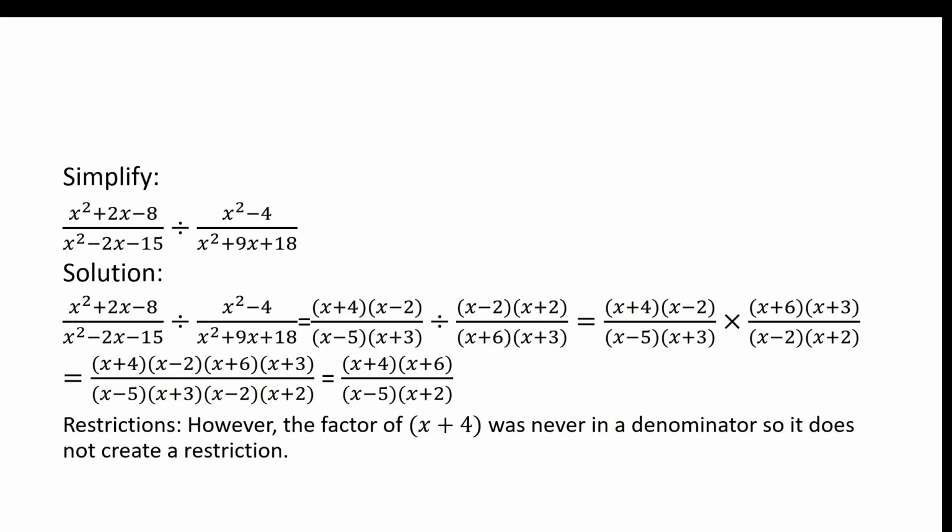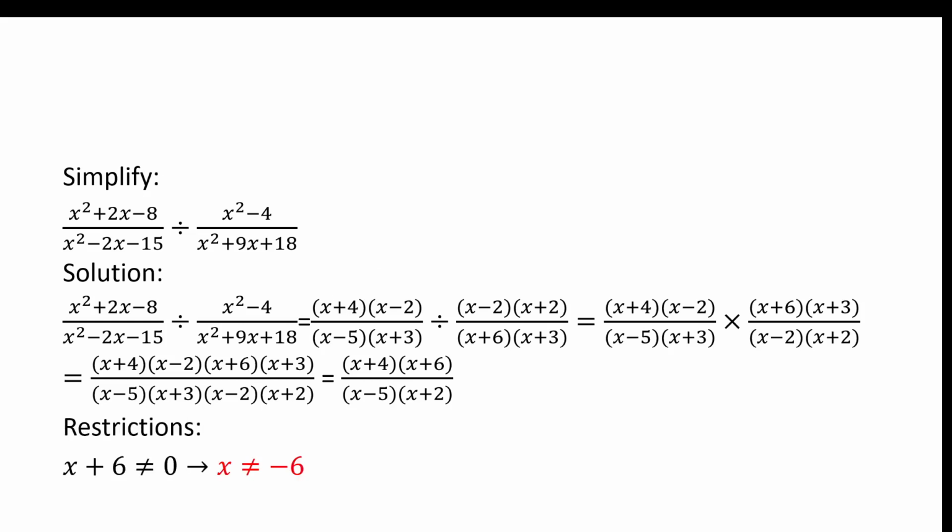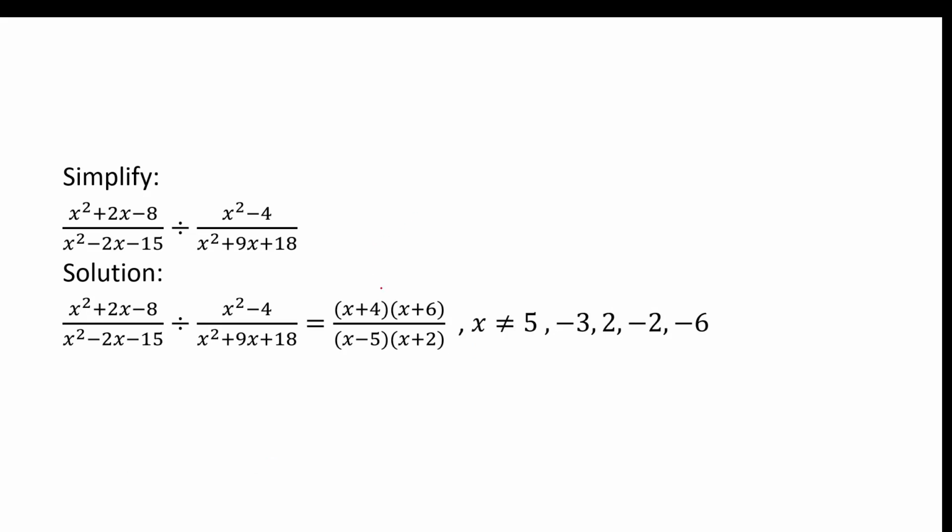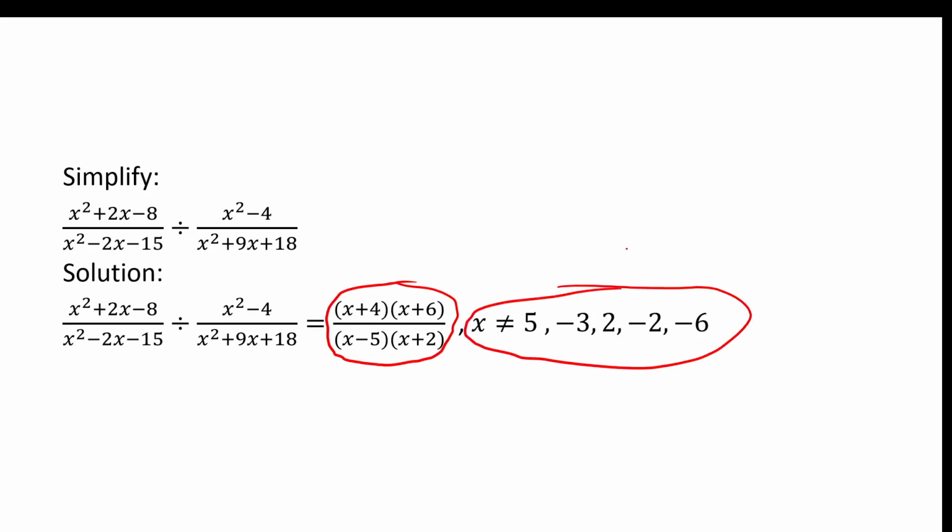Okay, so x plus 4 was never in a denominator, so it does not create a restriction. That's this one right here. But x plus 6 was, as I mentioned, so we need to consider it. So we have an additional restriction of x can't equal negative 6. And so our final answer is the expression agreed upon earlier with 5 possible restrictions.